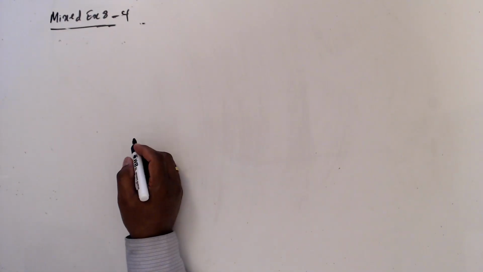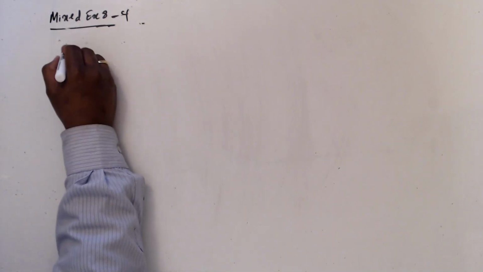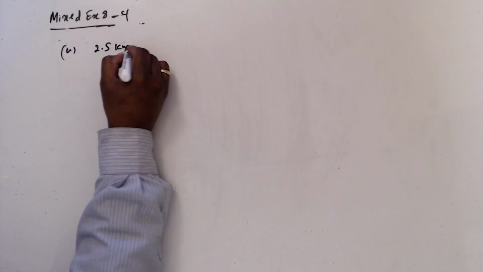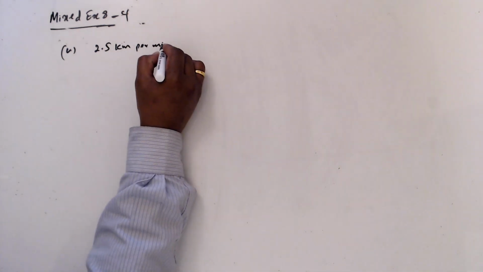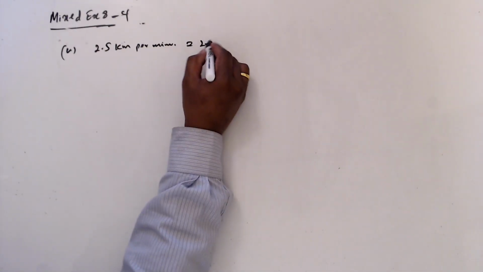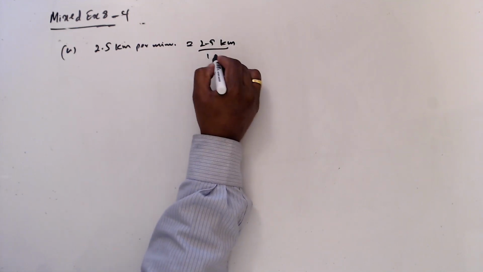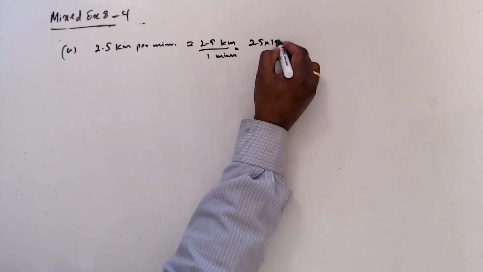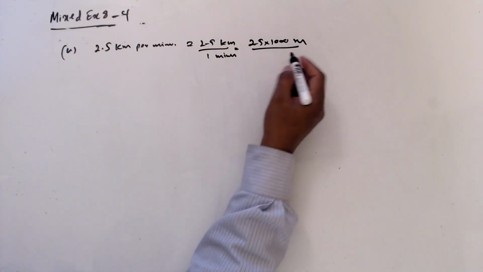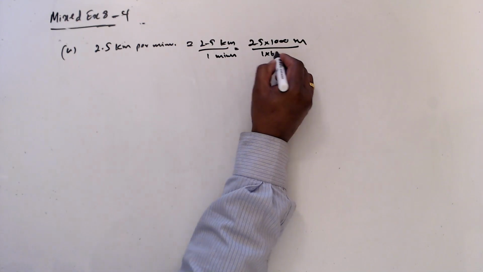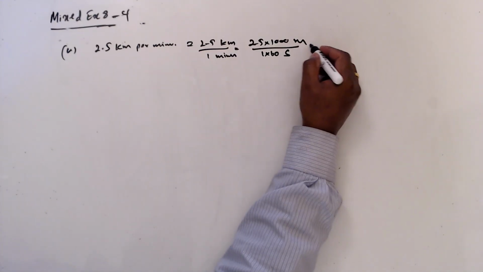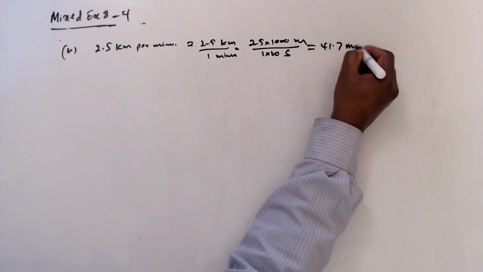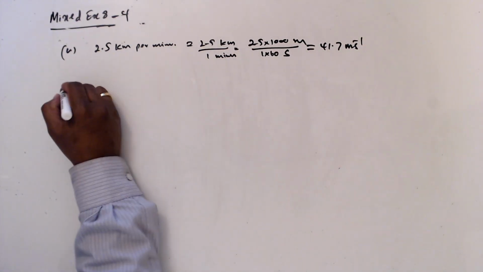Question number 4, we want to convert as usual. 2.5 km a minute, or 2.5 km in 1 minute. So 2.5 times 1000 meters, and 1 minute multiplied by 60 seconds. So it is going to be 41.7 m s minus 1.